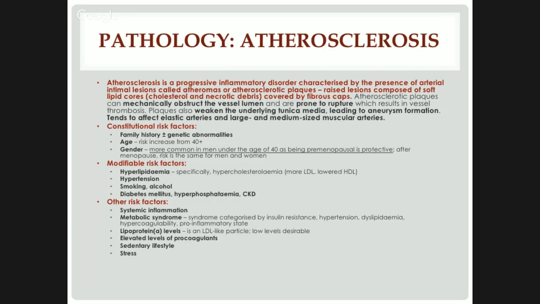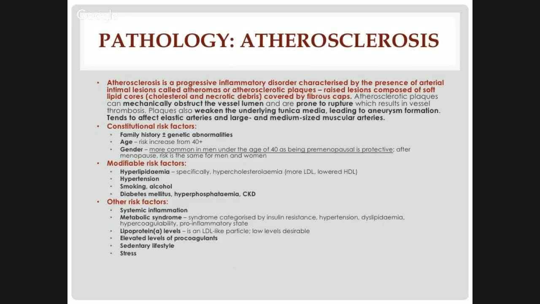So what is atherosclerosis? It's a progressive inflammatory disorder characterized by the presence of atherosclerotic plaques in the innermost layer of the coronary vessels, which is your tunica intima. Basically they're composed of cholesterol and necrotic debris, and they're covered over the top by a fibrous cap. I've got a picture in the next slide.